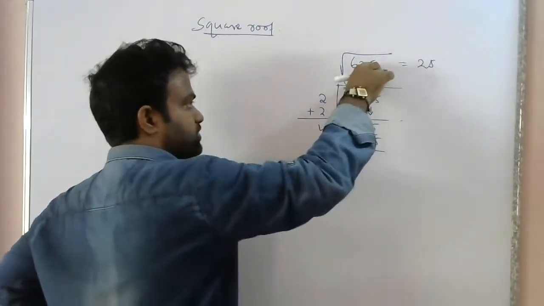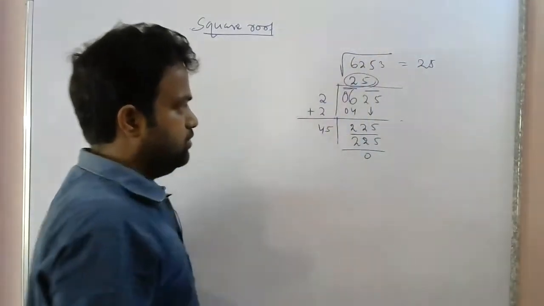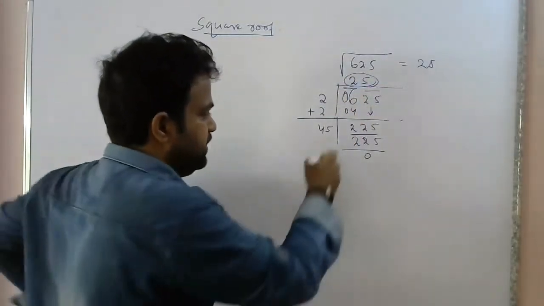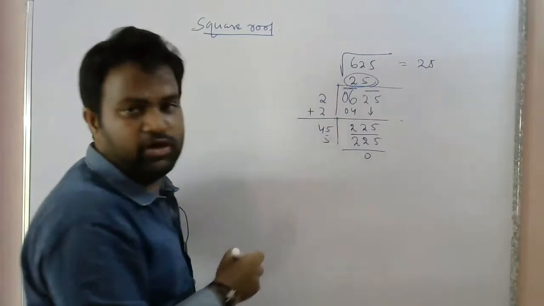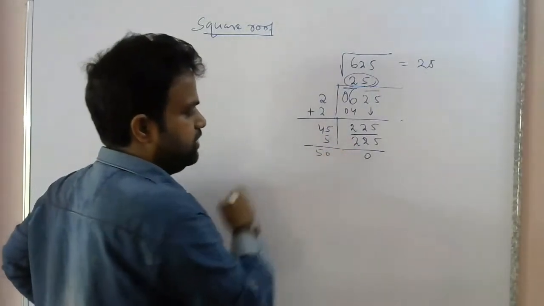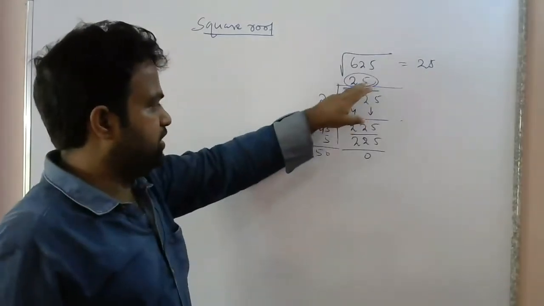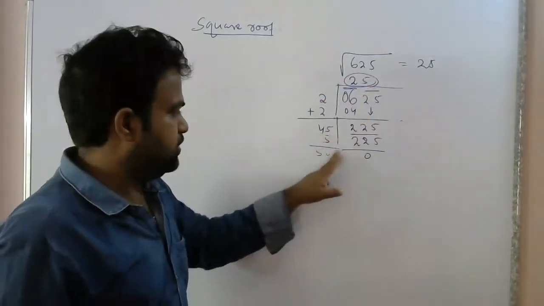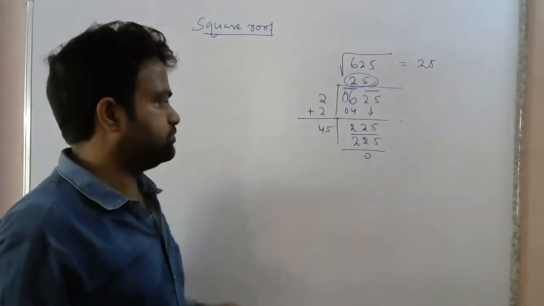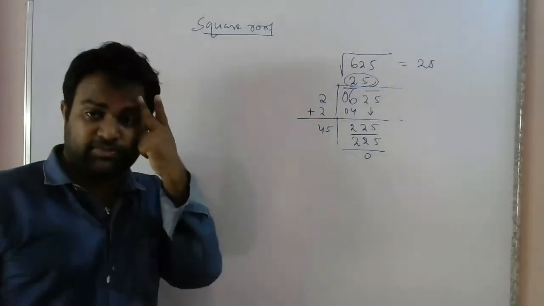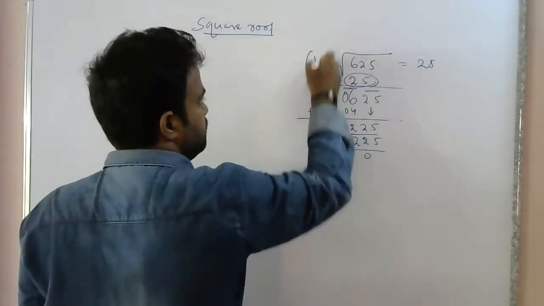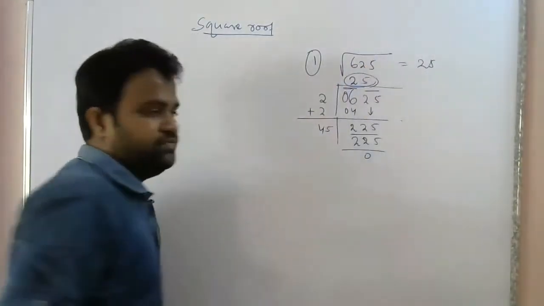If some more numbers were there, suppose another number 3, then the thing would be different. Again, in the next step, what would you have done? You would have to add 5 again, so 50 would come. Whatever number comes here, you will add it here. So this is the procedure of the long division method. This is the method. So you got that the square root of 625 is 25.